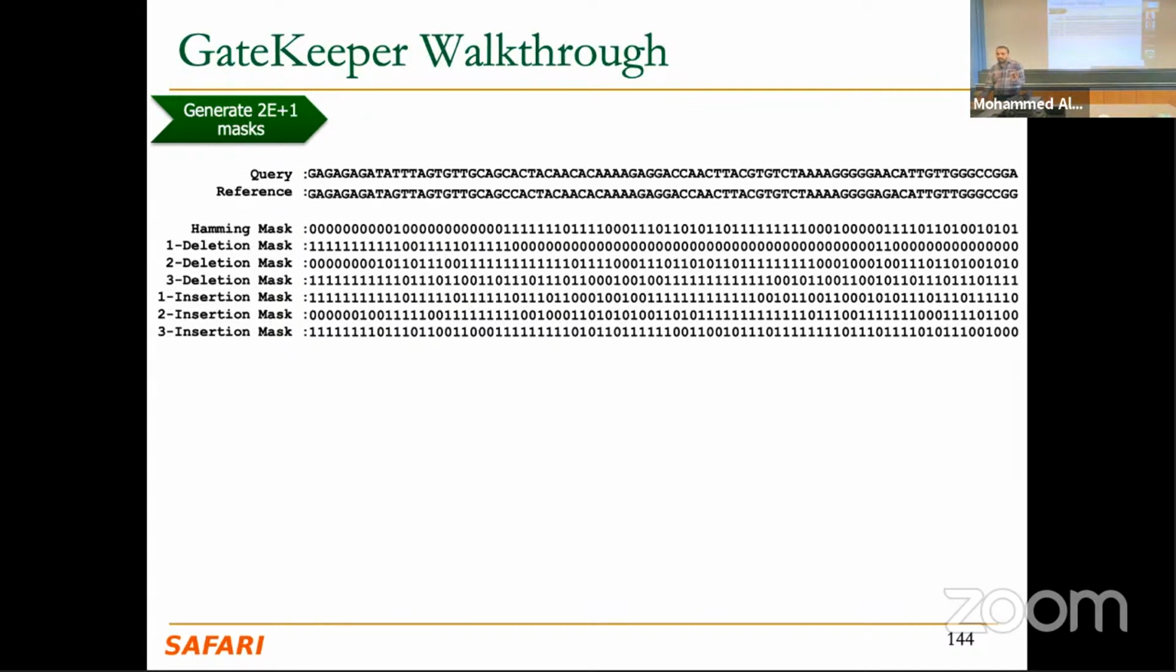So any type you can think about: 3 deletion, 2 deletion, 1 insertion, 3 insertion, 3 substitution. All of them I can cover using only these 7 vectors. And if you give me an example, I can show you how I can capture these variations. Let's see the example here.